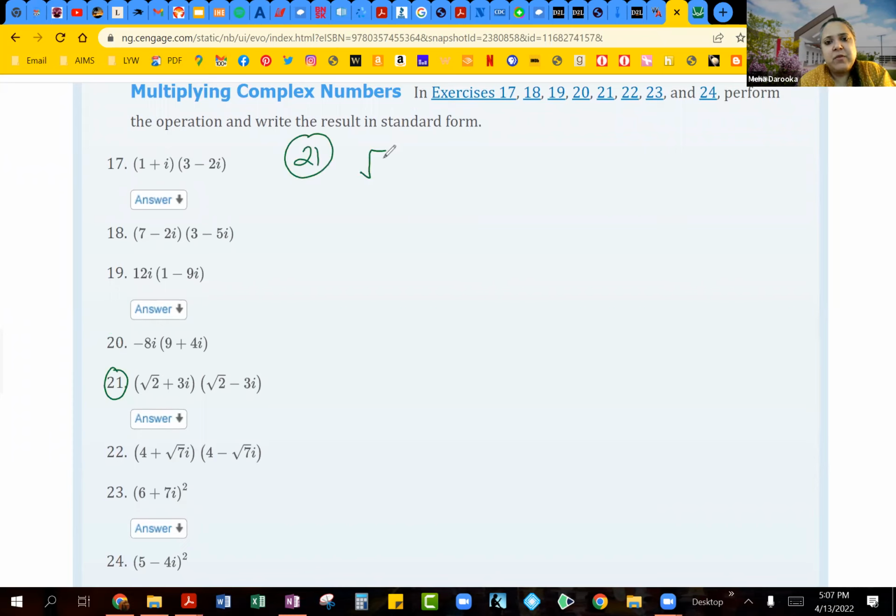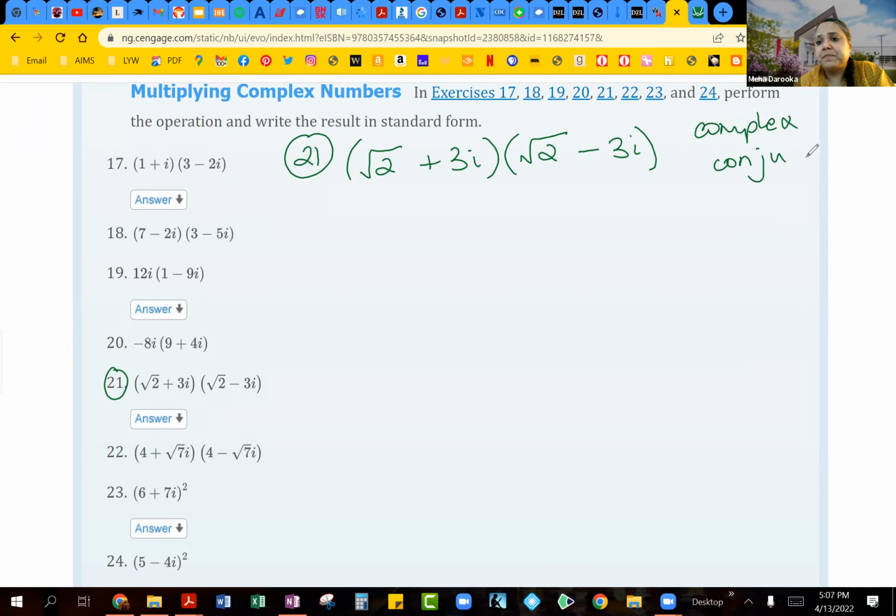So as you can see, this is square root of 2 plus 3i, where square root of 2 is a real number, so this is still in standard form, and square root of 2 minus 3i. If you recognize that it's the same two numbers, just with the plus or minus in the middle, remember, these are what we call complex conjugates. And again, guys, conjugates is when one of them has a plus sign and the other one has a minus sign. They're complex because they both have imaginary parts.